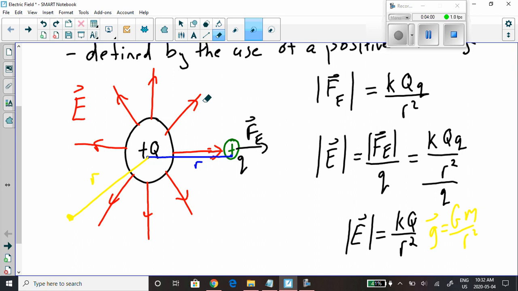It is still there. If you take a look at the equation, it's very similar to the equation for the gravitational field. Instead of the universal gravitational constant, we have the electrostatic constant. Instead of mass, we have charge, and we have r squared in the bottom. So very similar look there. Very similar indeed.